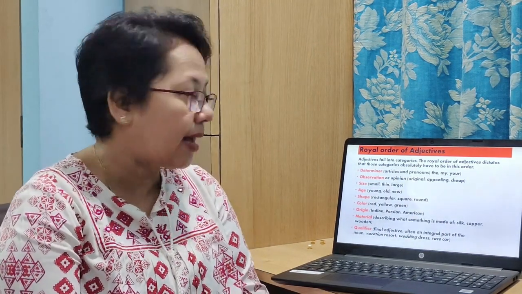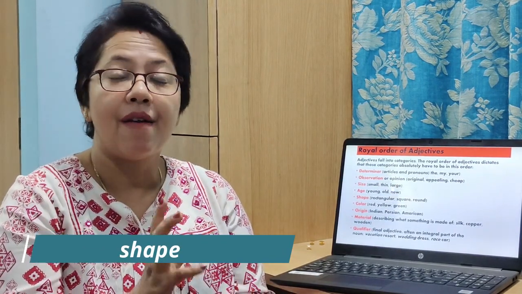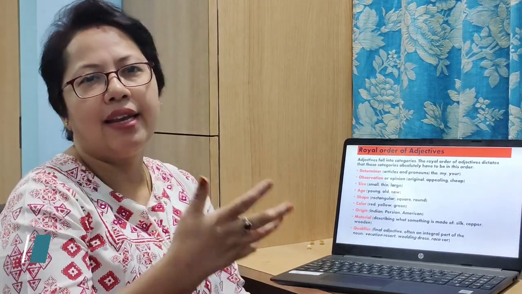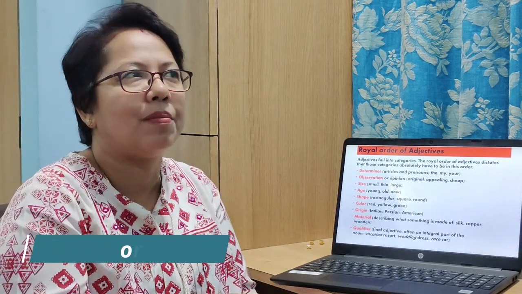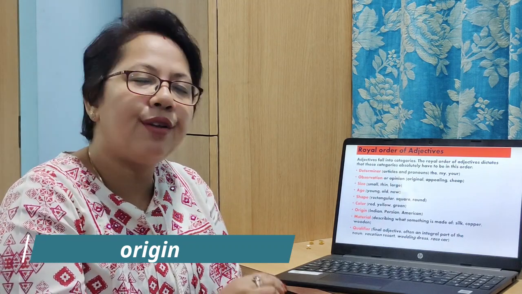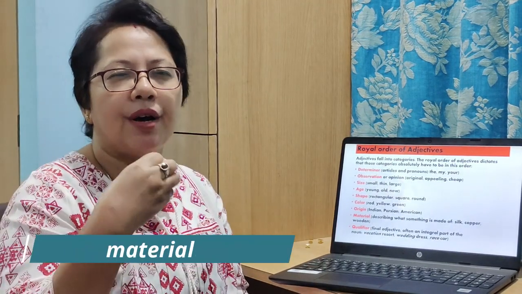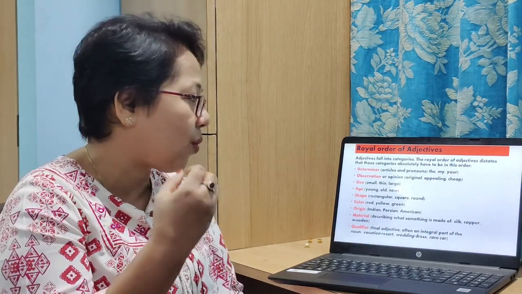The next in sequence comes the shape, whether it's rectangular in shape, square in shape, round in shape. So next is the shape. After that comes the color: red, yellow, blue, green. Then comes the origin, like Indian or Persian or American. So when you talk about, say, a new Persian rug, what comes first? New will come first, a new Persian rug. Or say material, whether it's silk or copper or paper, those words will also come in that sequence. And the last one is a qualifier.